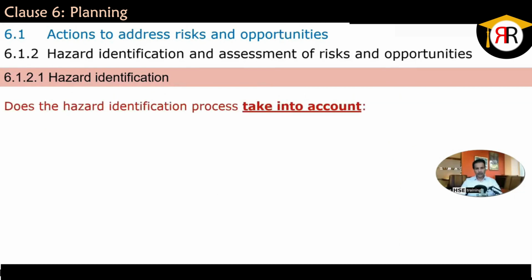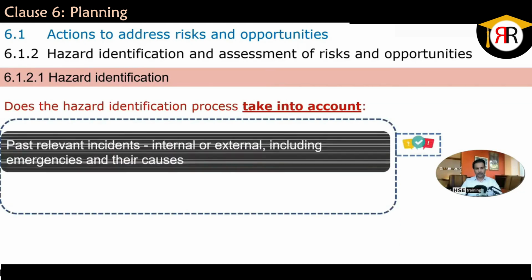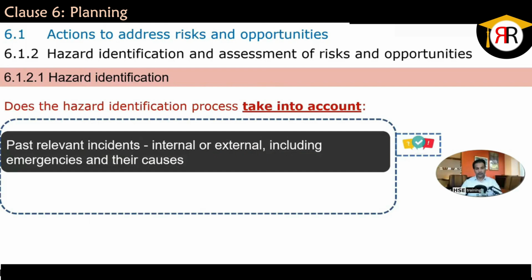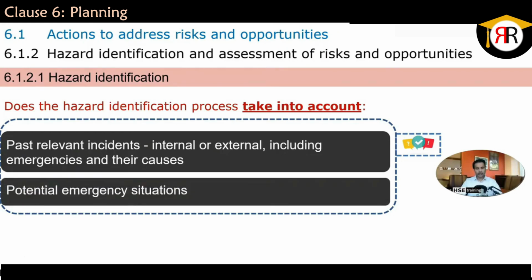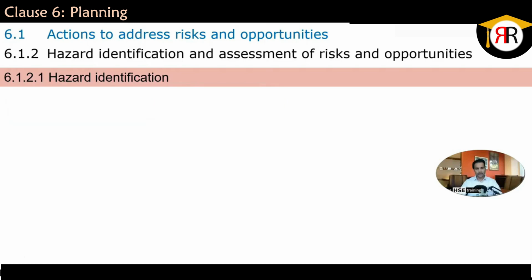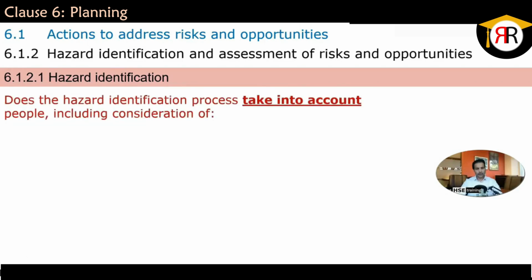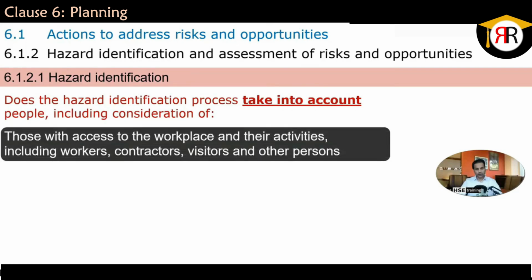And also, does the hazard identification process take into account past relevant incidents, internal or external, including emergencies and their causes, also potential emergency situations? Does the hazard identification process take into account people, including consideration of those with access to the workplace and their activities, including workers, contractors, visitors and other persons?